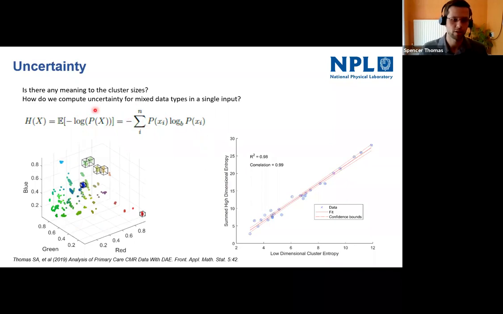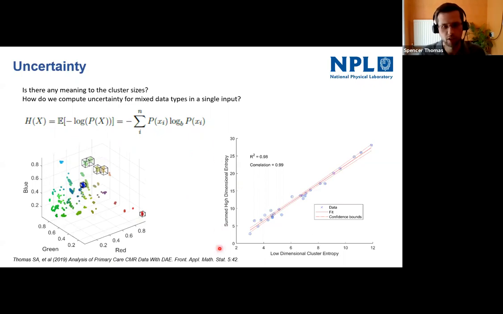So another thing that's nice about these autoencoders is you can look at things like, is the cluster size meaningful, and how can I look at the uncertainty, or can we get anything that gives us a kind of proxy for that in this space? So taking these as probability distributions, we can look at the Shannon entropy of these to get an idea of how disordered these clusters are. But we can also do this for the high dimensional data. So we can calculate the entropy for the inputs, even if they're mixed type. We can just do it for the different fields and then sum that together.